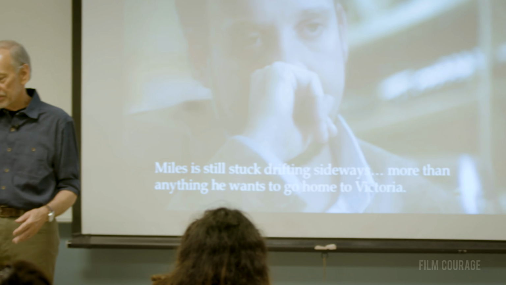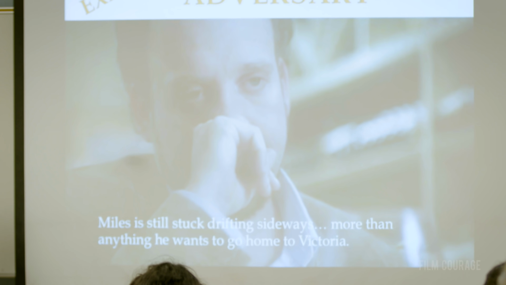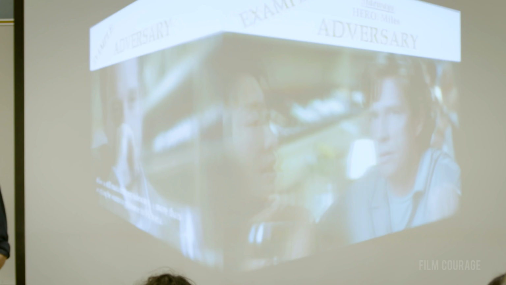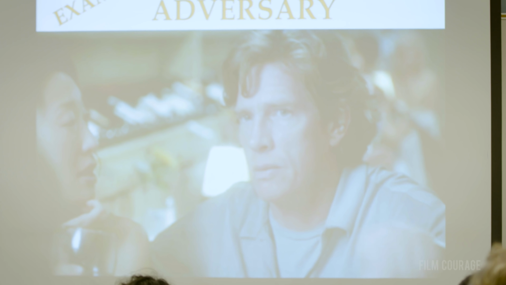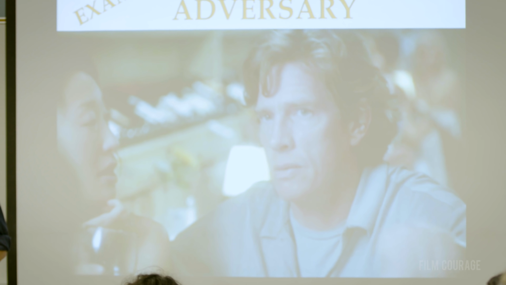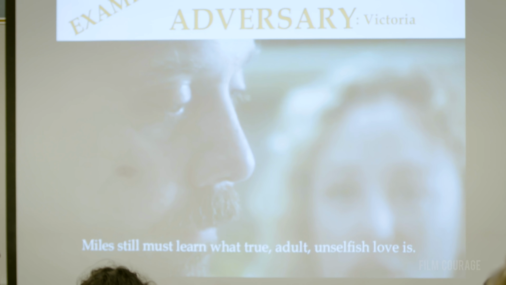And he kind of weaves on back to the table. Miles still is stuck drifting sideways, and more than anything, he still wants to go home to Victoria. And Jack is just ticked off at him because he's starting to spoil his odds with Stephanie. That's Jack's fist over the top of the wine bottle, cutting him off. Miles must learn what true adult unselfish love is.